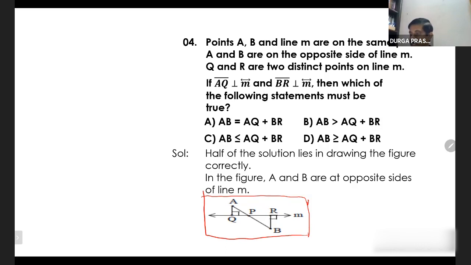Okay, of the line M. Q and R are two distinct points on line M. So these are two distinct points. If AQ is perpendicular to M, this line, and BR is perpendicular to M, so 90 degrees. We have shown here with 90 degrees. Which one of the following statements must be true?